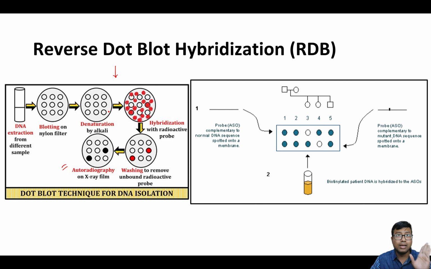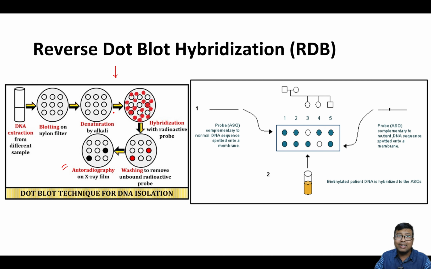So whatever it is, we are exposing the DNA on the membrane and treating it with the probes. In case of reverse dot blot hybridization, we are immobilizing the probes on the membrane, and we are adding the DNA of interest later. So it is simply the opposite. In traditional blot, we first add DNA and then we add probes. In case of reverse dot blot, we first add probes, then we add the DNA.